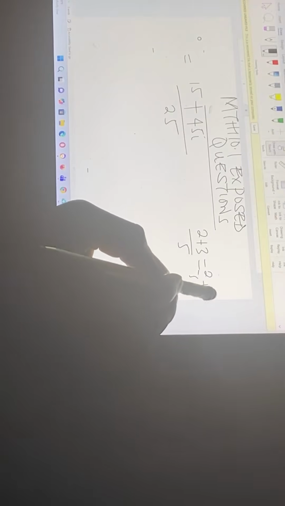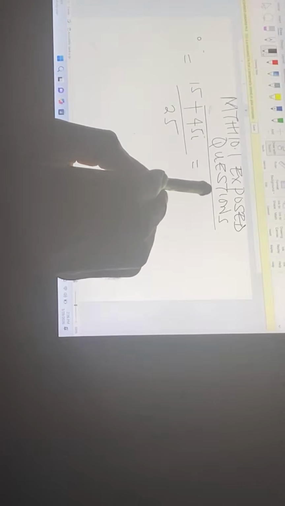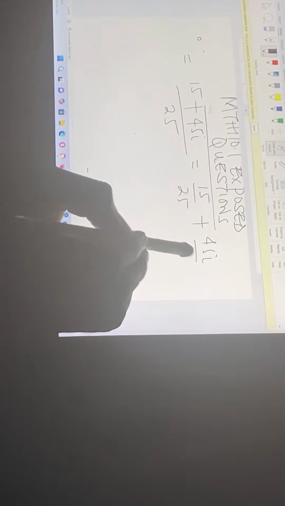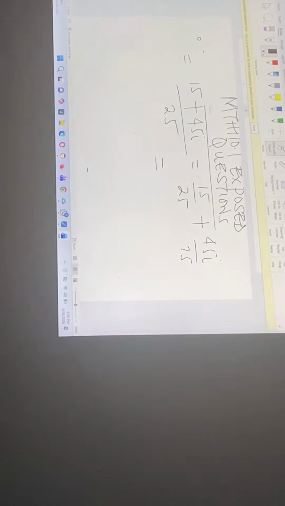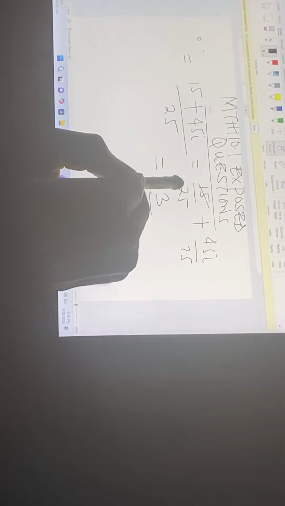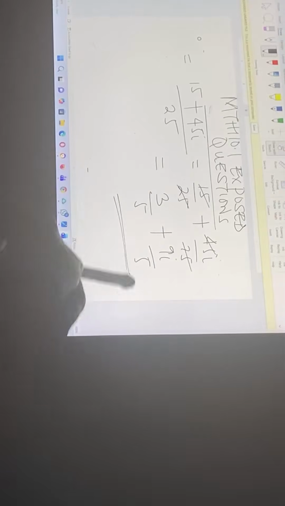So remember, if I have 2 plus 3 over 5, this is the same thing as 2 over 5 plus 3 over 5. The same thing applies to this here. I'm sorry, I'm just trying to be fast. This will give us 15 over 25 plus 45i over 25. If you reduce this, 5 goes into 15 three times and 5 goes into 25 five times, giving 3 over 5 plus 9i over 5. So class, this is my answer here.